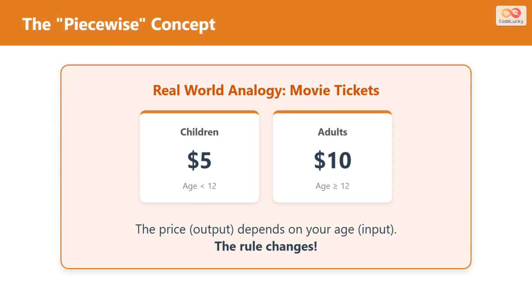Here is a real-world analogy. Think about movie ticket prices. If you are a child under 12, the price is $5, but if you are 12 or older, the price is $10. The rule for the price changes based on the input, which is your age. This is exactly what a piecewise function is, different rules for different domains.